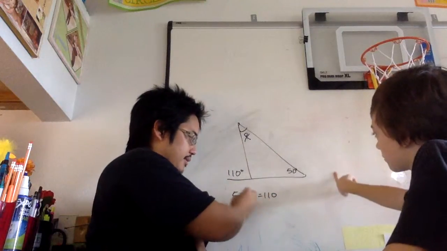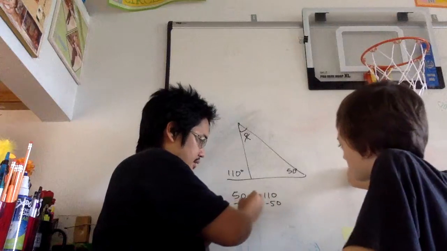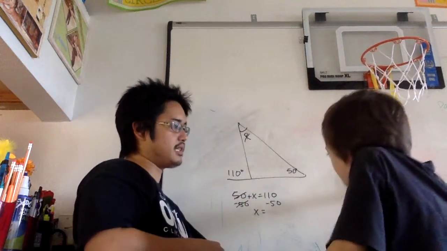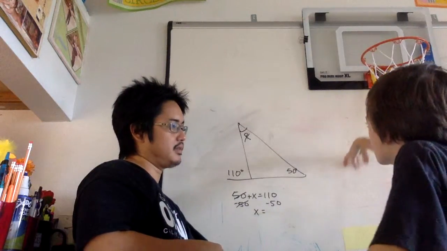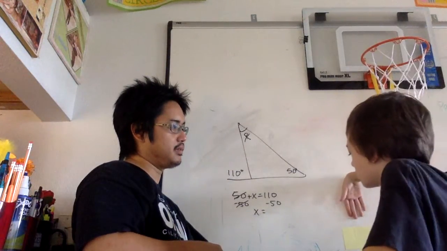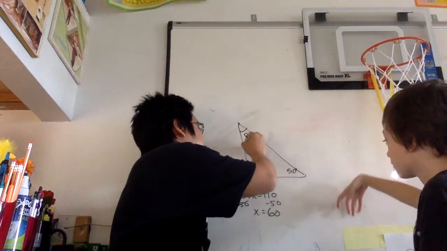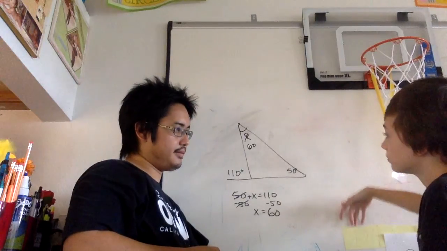So in order to get x all by itself, what is x? X equals 110 minus 50. What is 110 minus 50? 60. So this angle is 60. You see it? All right, good.